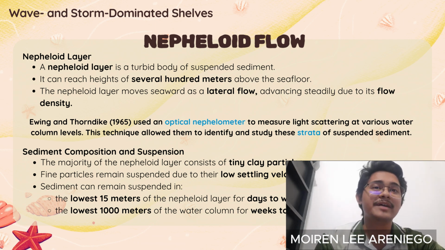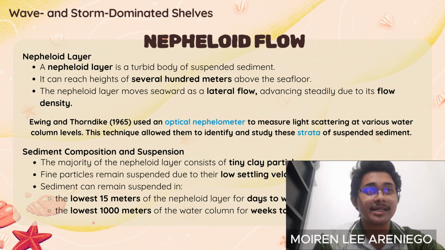In 1965, Ewing and Thorndike used an optical nephelometer to measure light scattering at different levels of the water column. This allowed them to subsequently identify and study these strata, or the flow of the water. Although a nepheloid layer is denser than the ambient water around it, it is not dense enough to sink quickly. Sediments may therefore spend a considerable amount of time suspended in this strata.